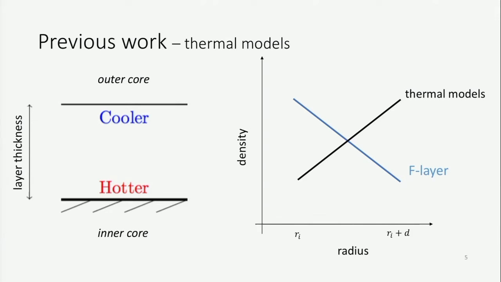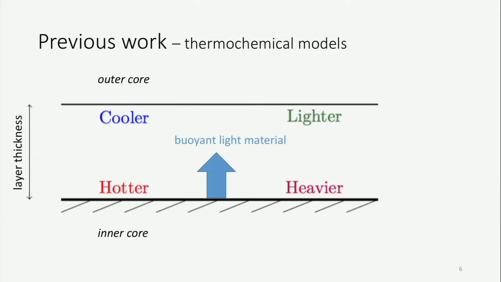So moving on to the next model up, perhaps there's a chemical aspect to explaining the F layer, in which you have more light material at the top of the layer overlying heavier iron. But this kind of system doesn't really address the expulsion of light material directly at the inner core boundary. So this stable stratification is just going to be mixed up anyway.